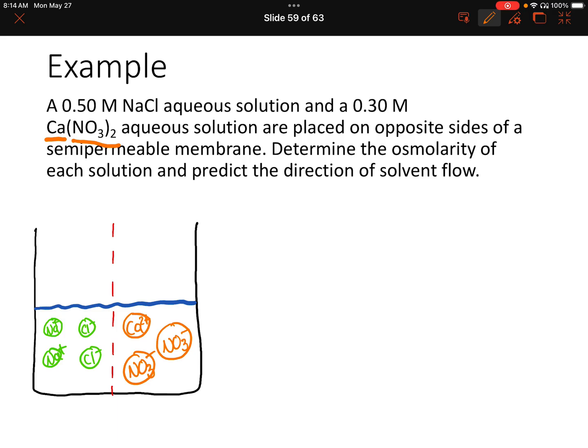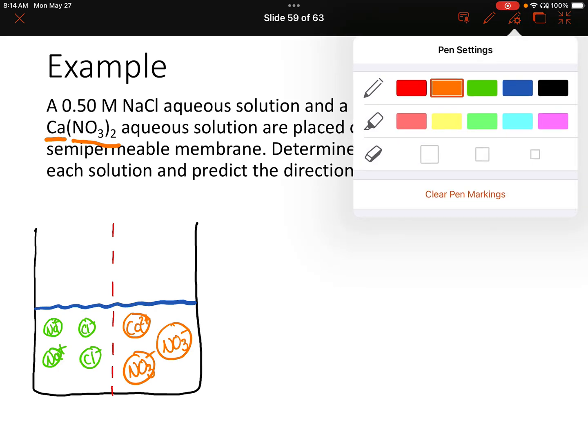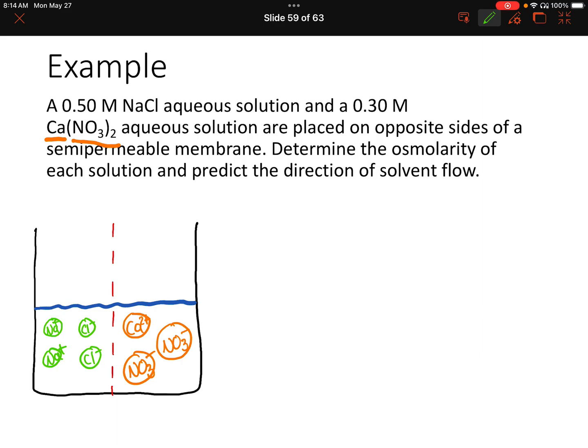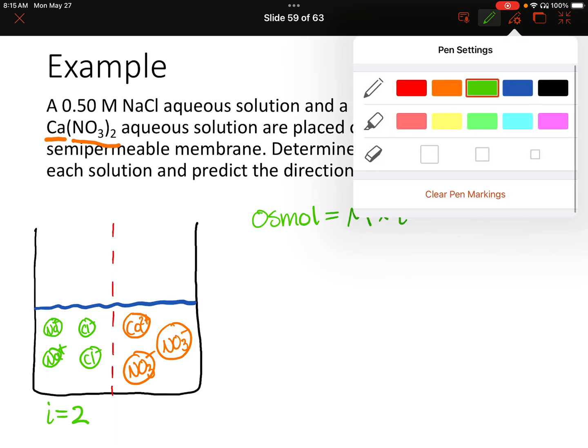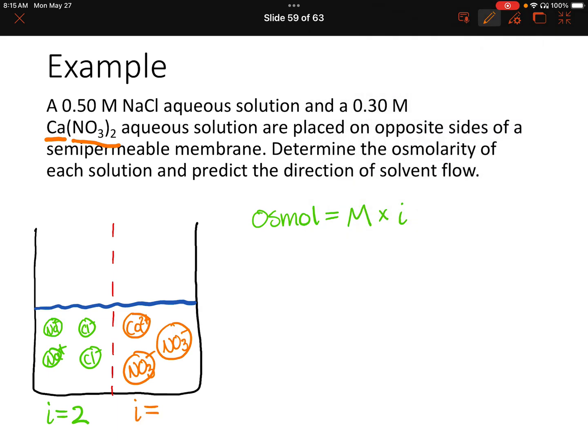All right. So let's determine the osmolarity of each solution, and then we'll predict the direction of solvent flow. Okay, so remember that osmolarity is equal to the concentration times I. So for sodium chloride, we already said that I is equal to 2 because that sodium chloride is going to break apart into 2 ions. What about for calcium nitrate? What would I equal for calcium nitrate?